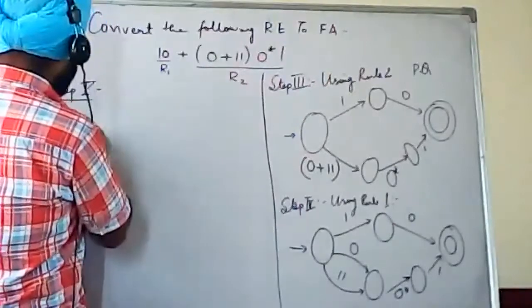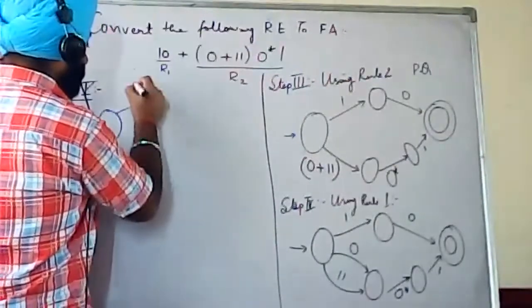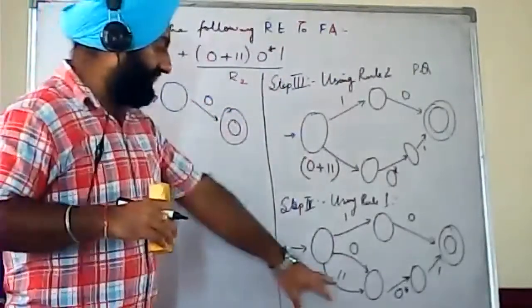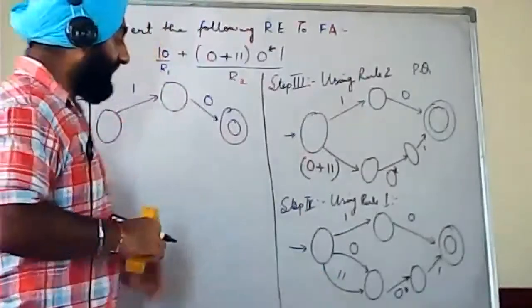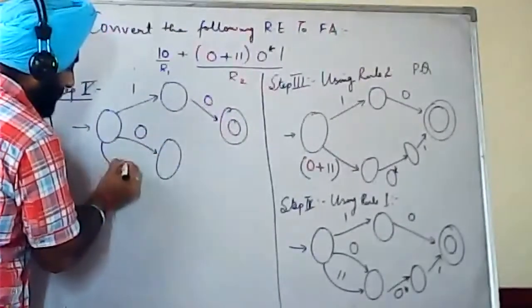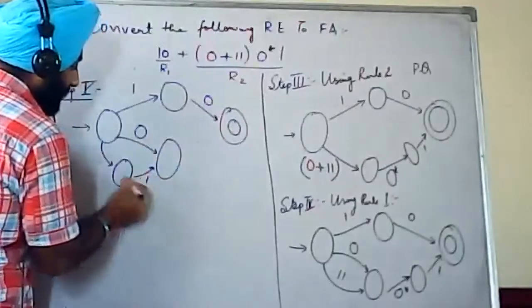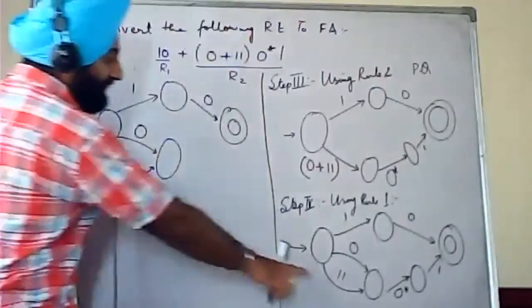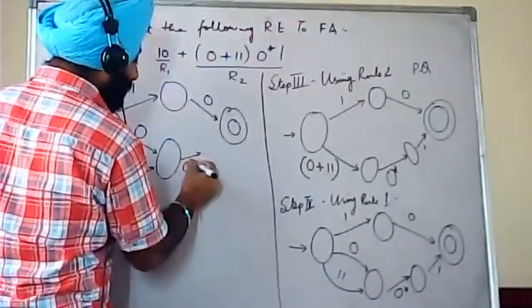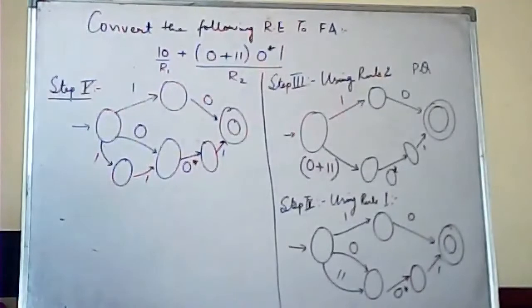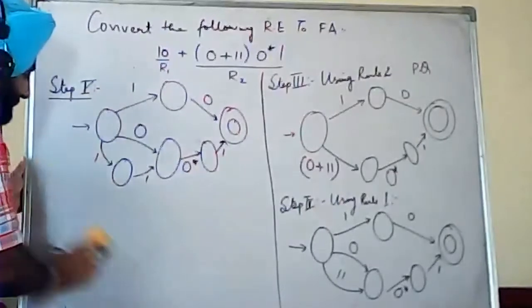And from this diagram, now you will have to reduce this 1 1. 1 1 means 1.1, which means that you have to introduce a state. It will look like this: 1.1. A new state will be introduced between these two, and then you have 0 star and this 1. Then step number 6.